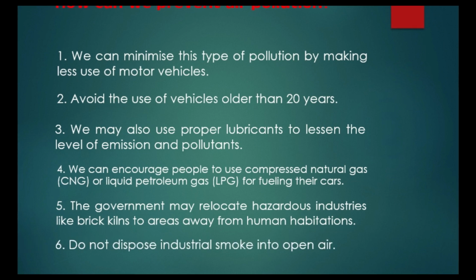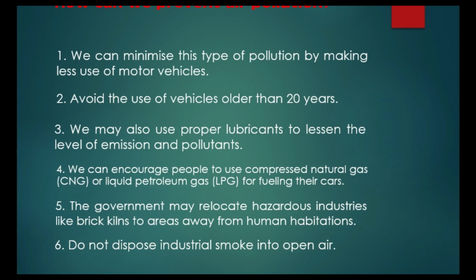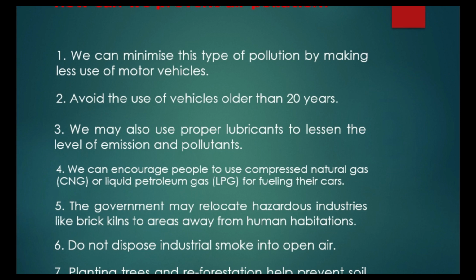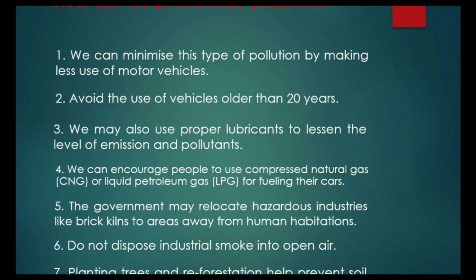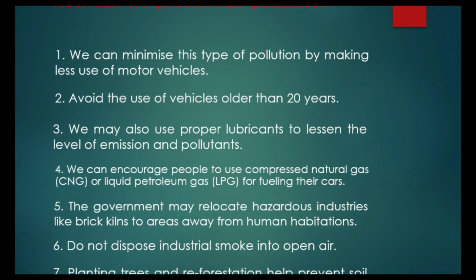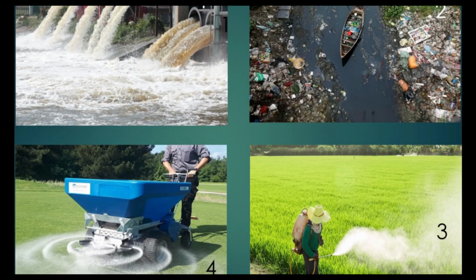Do not dispose of industrial smoke into open air. কলকারখানার বা শিল্প কারখানার যে কালো ধোঁয়া সেটা মুক্ত বাতাসে ছেড়ে দেওয়া উচিত না, সেটা ট্রিটমেন্ট করা উচিত। Planting trees and reforestation help prevent soil erosion and pollution. We know that trees inhale carbon dioxide and exhale oxygen. So planting trees and reforestation will help us to keep the air fresh. এছাড়া এই গাছের কারণে মাটি ক্ষয় কম হয় এবং দূষণ কমে.